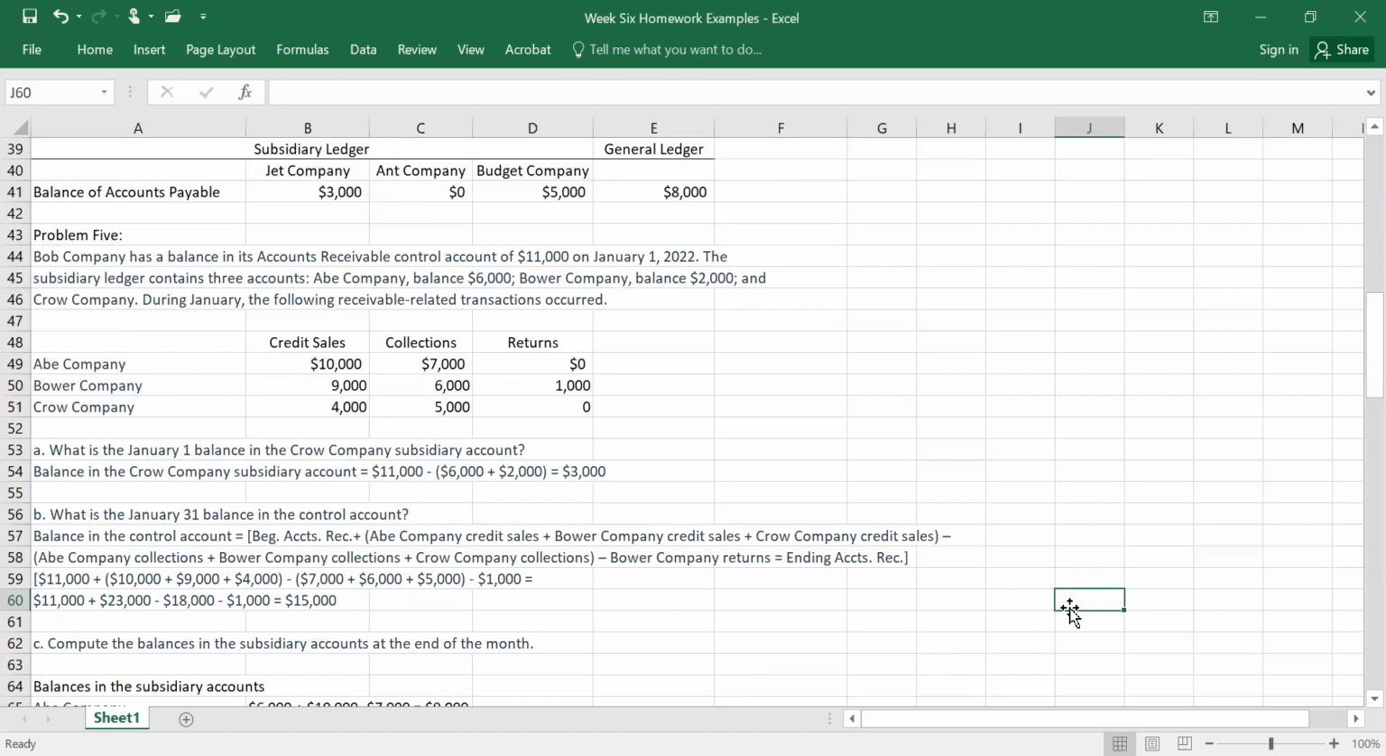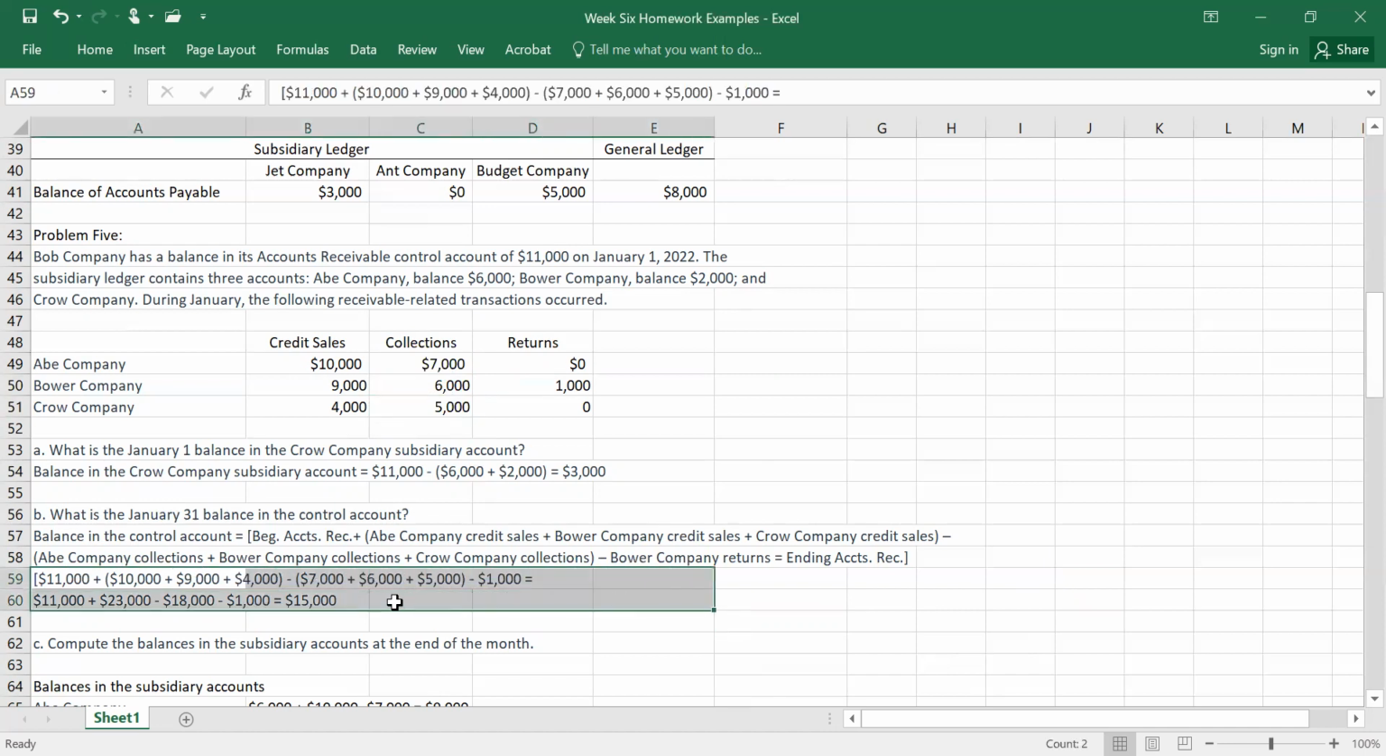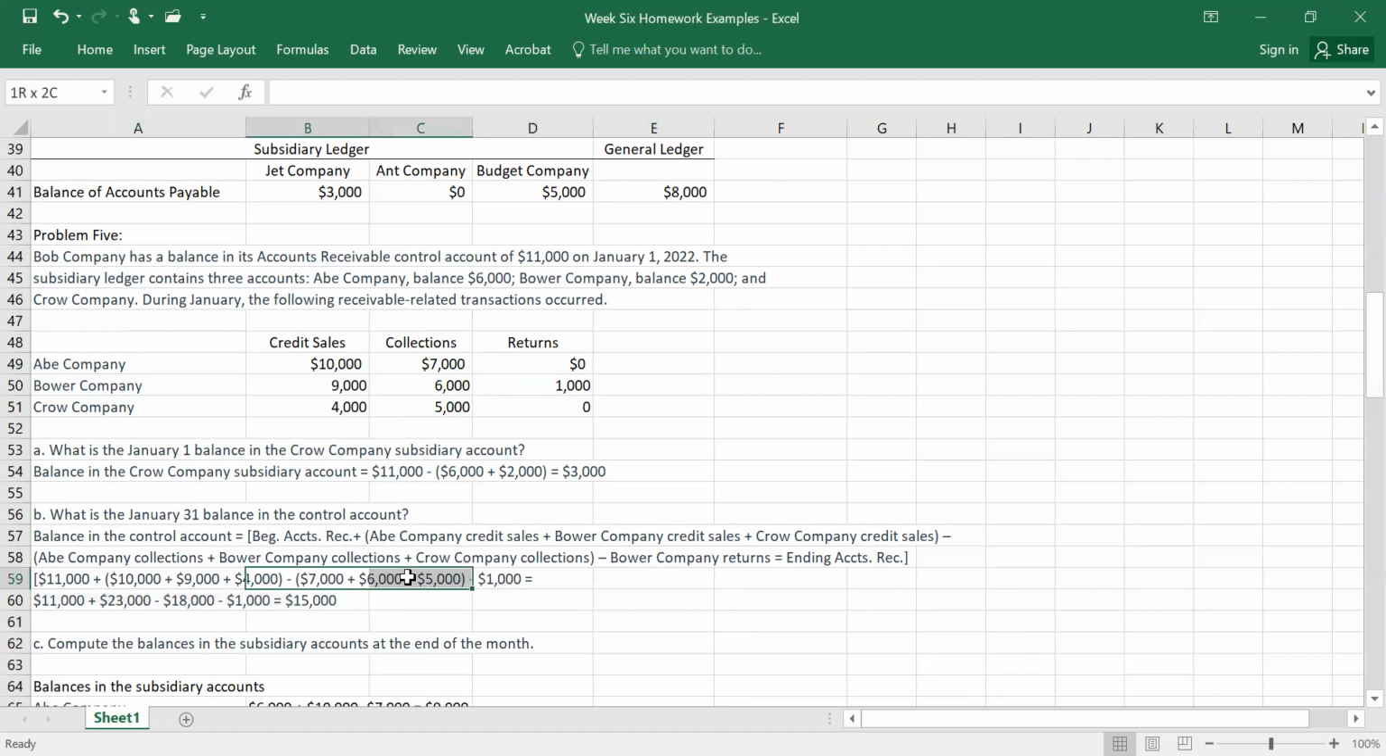Next, we have to subtract the various collections. So we have Abe 7,000, Bauer 6,000, Crow 5,000. So we're going to subtract those three items added together. So 7,000 plus 6,000 plus 5,000 added together is 18,000. We're going to subtract that amount. And then the last thing we have to do is subtract the returns. We only have one. So that's Bauer's return of 1,000. So 11,000 plus 23,000 minus 18,000 minus 1,000 is 15,000.